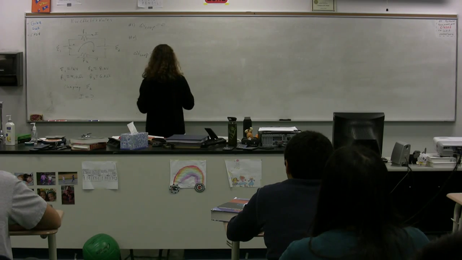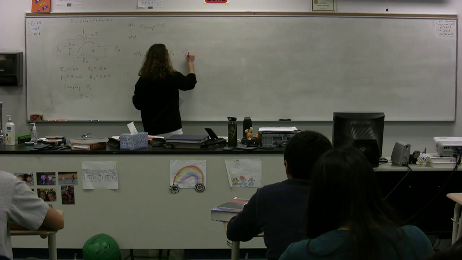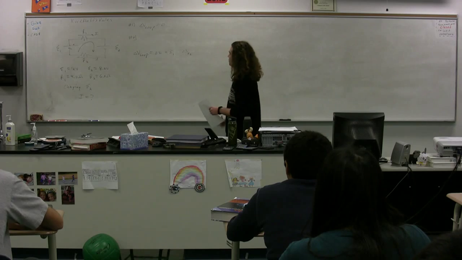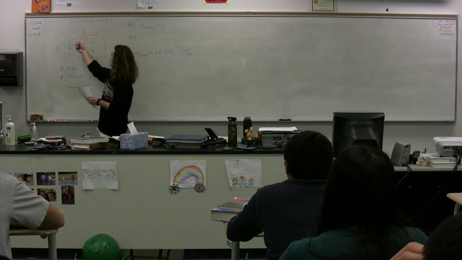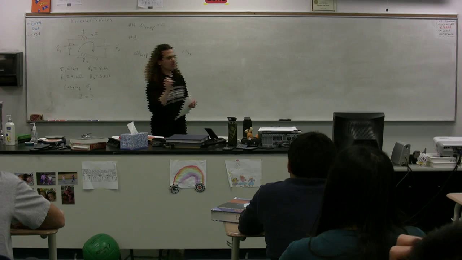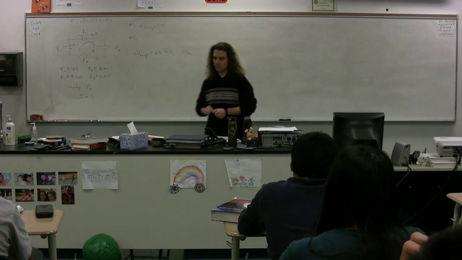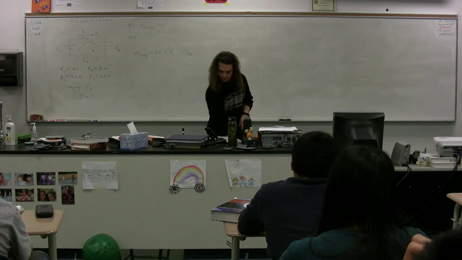Then we're going to go across resistor 2. Well, we have the potential difference across resistor 2. Now, as we go across a resistor in the direction of the current, what happens to the potential difference?